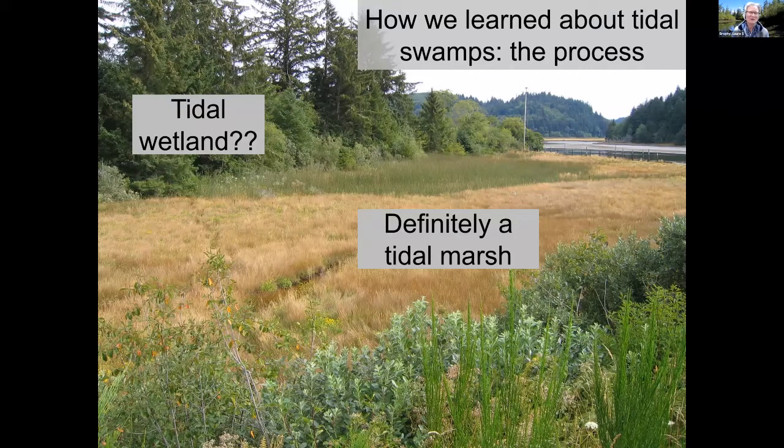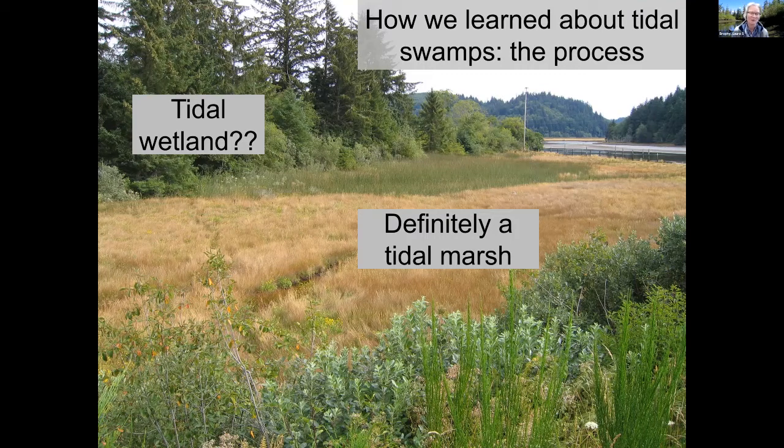They aren't obvious when you look out at the landscape. So in this picture, you can see a grassy area in the middle, definitely a tidal marsh, we knew that. But what about the forested area in the background? Is that a tidal wetland too? We didn't have an answer to that question for a while.